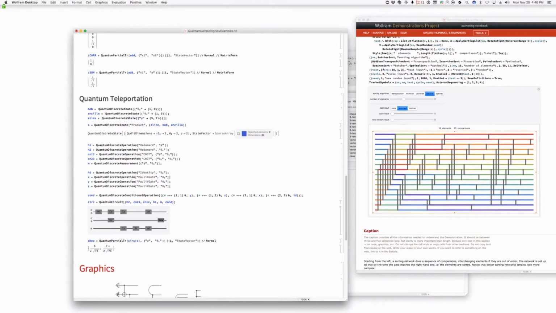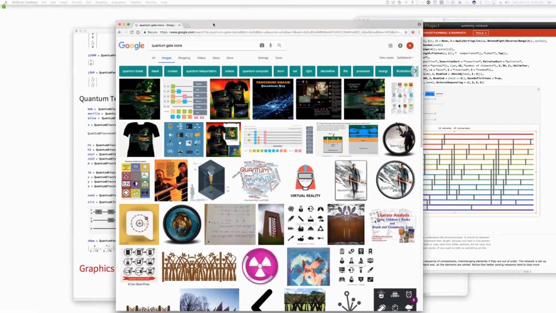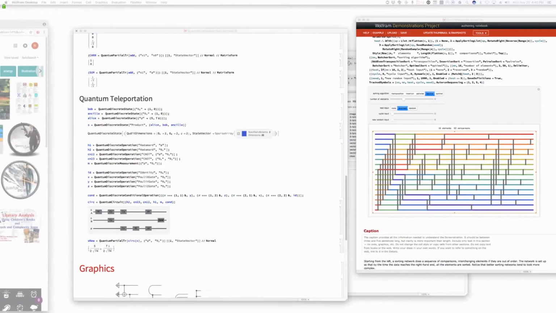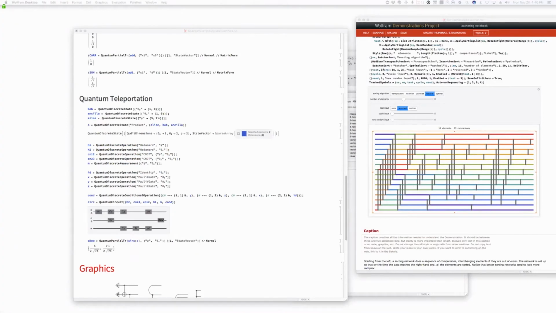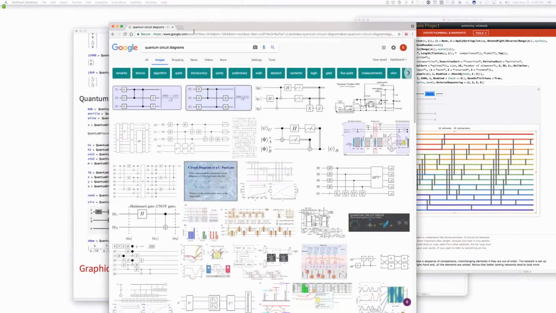So how traditional have these representations become? Look up quantum gate icons. You'll see pretty much the same things everywhere. If I look that up, this is what I get for quantum gate icons. That didn't work very well. Quantum circuits, or quantum circuit. Quantum gate is probably Stargate or something. Quantum circuit diagrams. Okay, here we go. These are more reasonable.